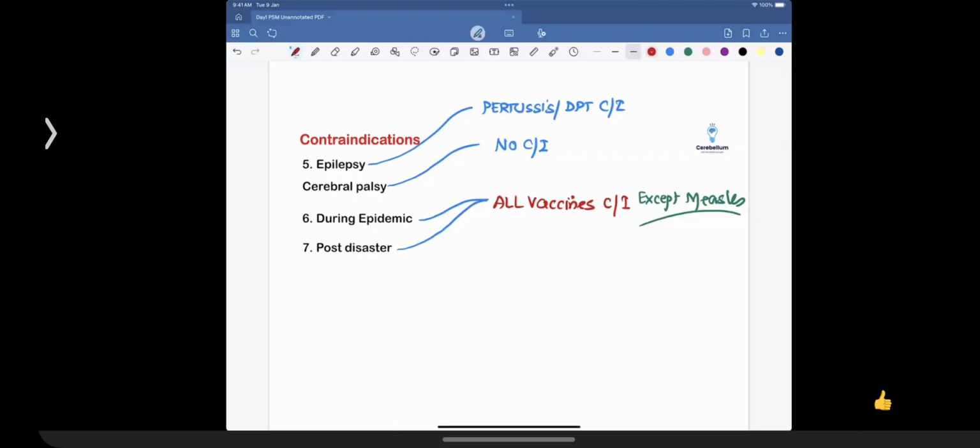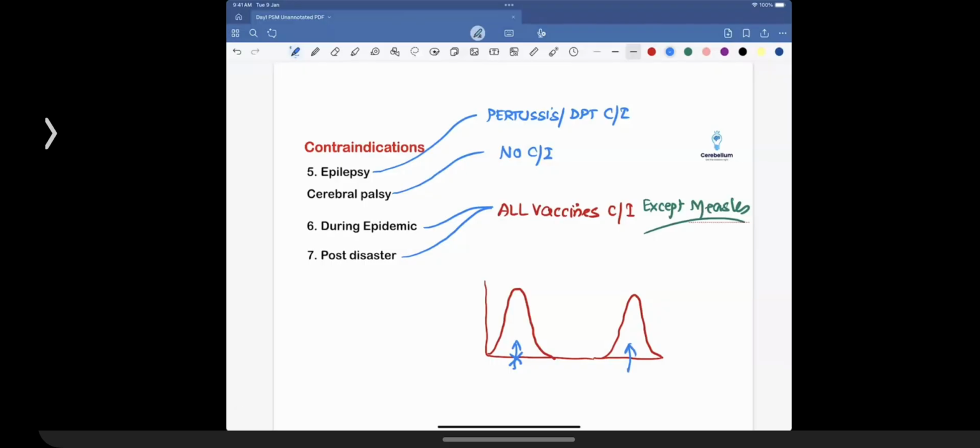Why not COVID? See, with COVID also we thought let the epidemic get over, then we will start immunization. But COVID did not get over. It kept on increasing. So finally, we had no option but to give the COVID vaccine. Otherwise, what is the rule? Do not give during an epidemic. Seasonal epidemics will again occur next season. Again, you will not be allowed to give the vaccine.